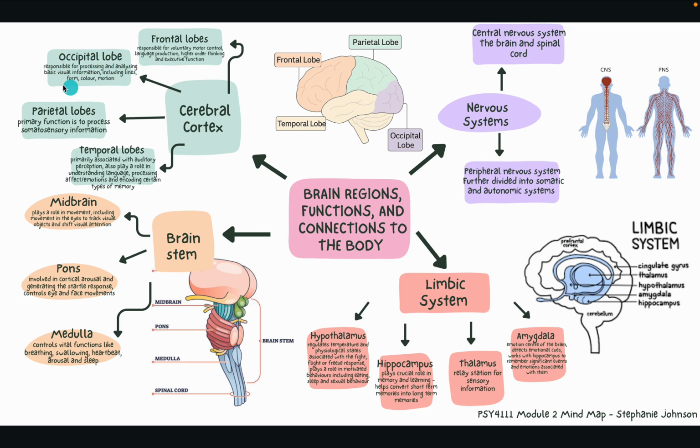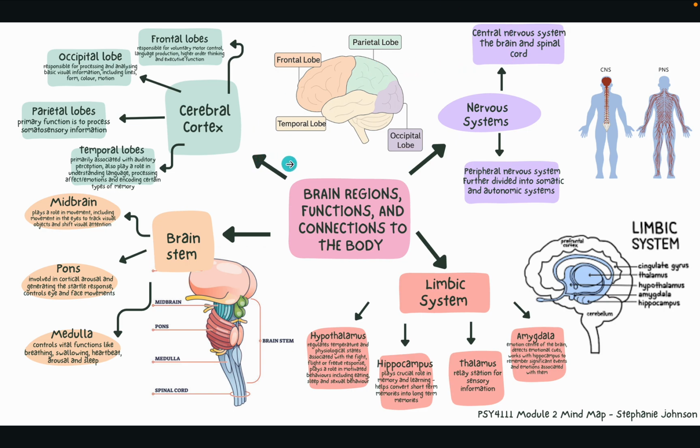The occipital lobe is responsible for processing and analysing basic visual information, which is at the back of the brain here, and that's where we process everything that we see through our eyes. The parietal lobe's primary function is to process somatosensory information. That's the one on the top here.